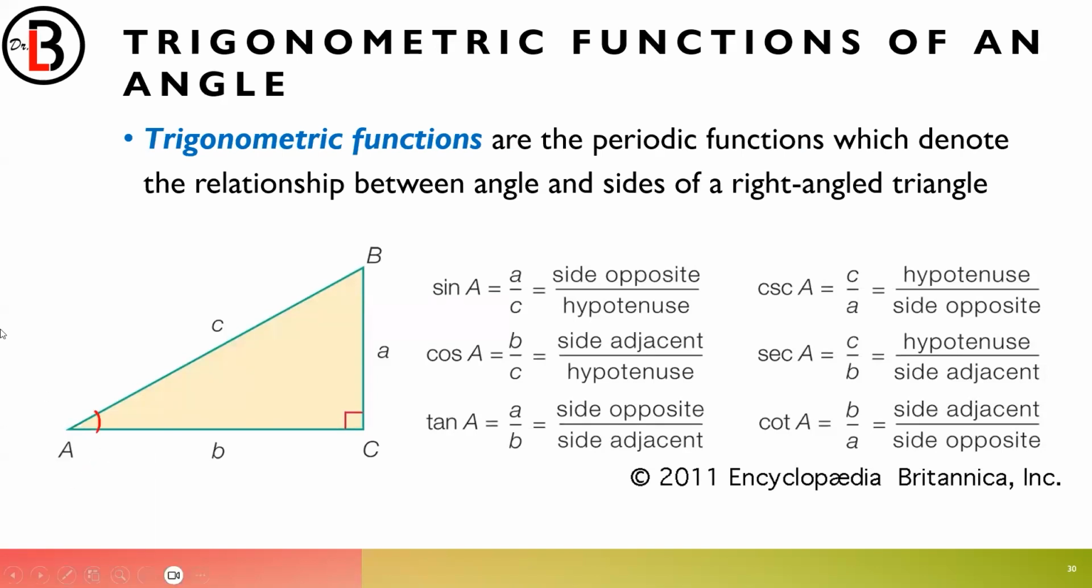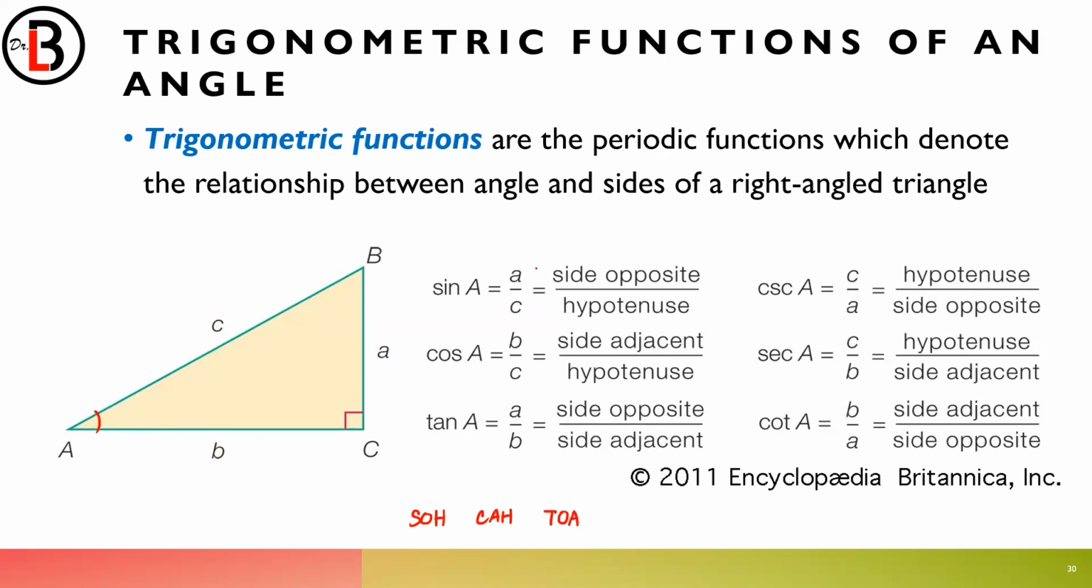If you're considering angle A, sine is opposite over hypotenuse. Cosine of A is adjacent, which is side B, all over hypotenuse. Cosine is adjacent over hypotenuse. And then tangent of A is opposite over adjacent side. So tangent is O over A.